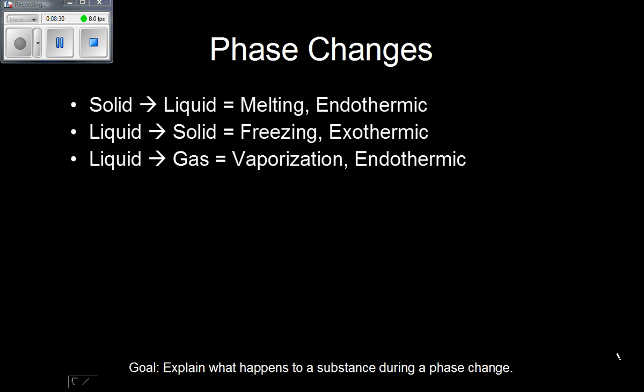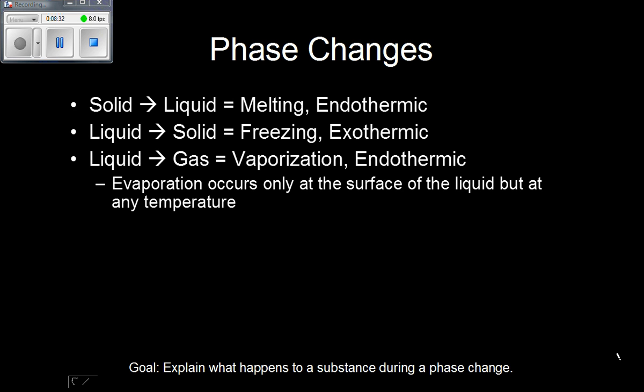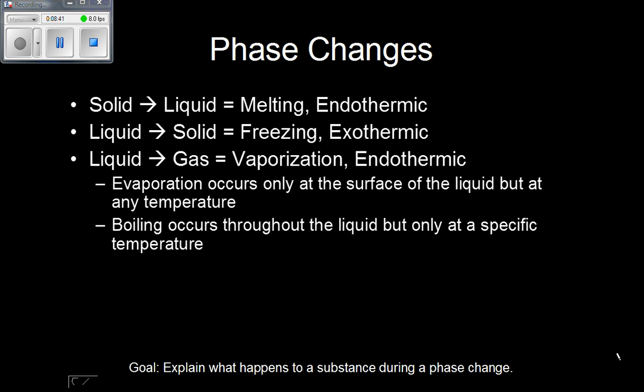There are two types of vaporization. The first is called evaporation. Evaporation occurs only at the surface of the liquid, but can occur at any temperature without the addition of heat. Boiling occurs throughout the liquid, but only at a specific temperature.